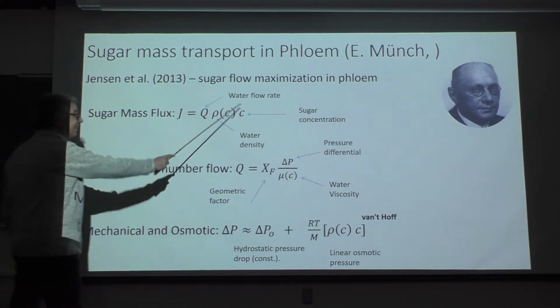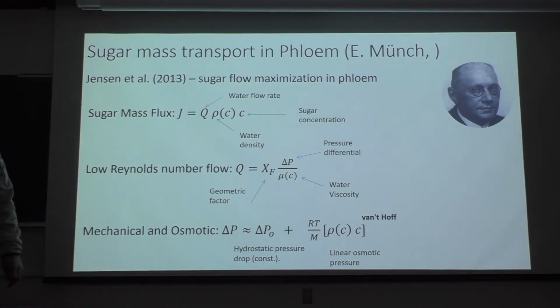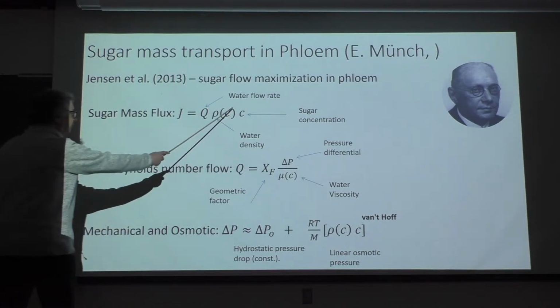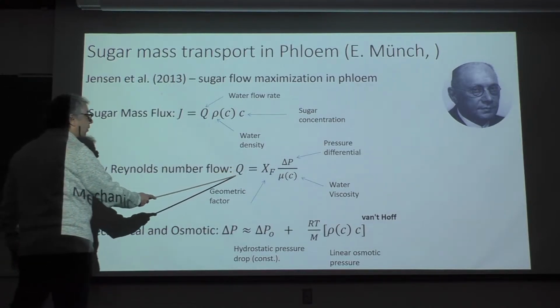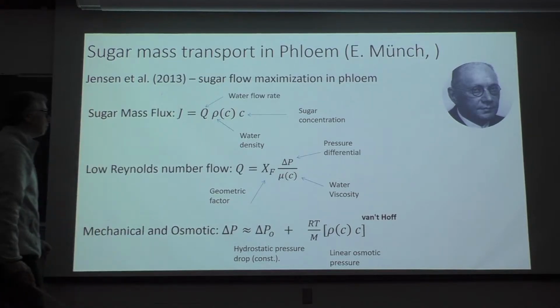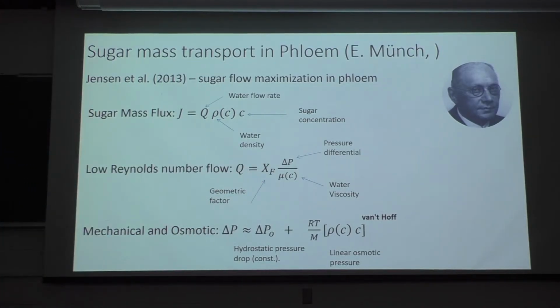So this is basically ignoring diffusive transport. But in this case, it's okay to ignore the diffusion one. The sugar molecules are sufficiently big, and therefore diffusion does not contribute as much as advection. Now, in low Reynolds number flow, you could still link the flow rate to the pressure drop and the viscosity of the water. This factor here is purely driven by geometric considerations, nothing else. There's no dynamics, it's only geometric.